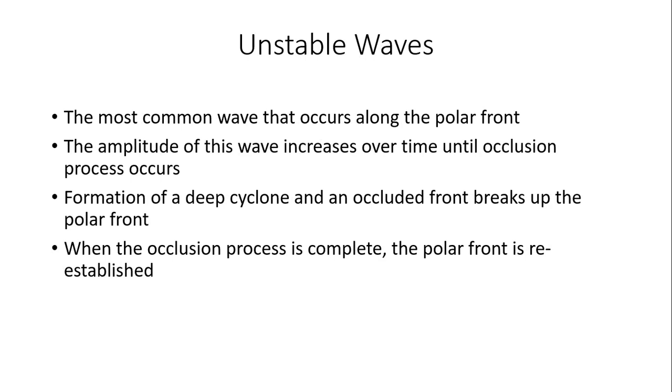Now, we talked about stable waves, but there's also something known as unstable waves. These are the most common type of wave that occurs along the polar front. The amplitude of this wave is going to increase over time, basically up until the occlusion process. The formation of a deep, intense cyclone or storm system along with the occluded front is going to initially break up the polar front. And when the occlusion process is complete, the polar front will reestablish itself for the next wave cyclone to develop along it.